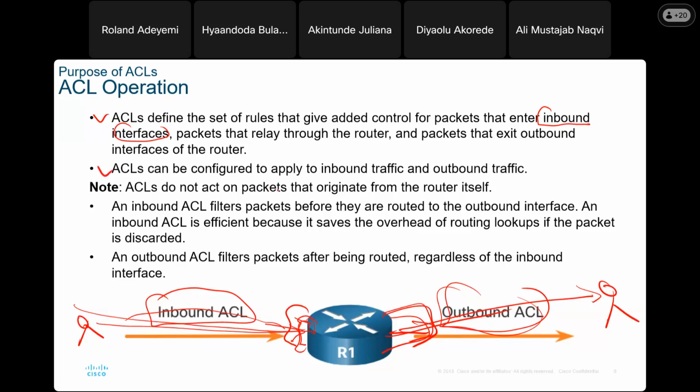Access control can be configured to apply to inbound traffic or outbound traffic. That is what I just explained. So it depends on what you are trying to do, and it depends on the type of access list you've configured. Take note of this. This is important. ACL do not act on packets that originate from the router itself. If I enter this router now and I'm pinging from this router, even if you have tried to block ping on this interface, access list is not going to catch up with that. Because the packet originated from the router, access list is not going to catch the packet.